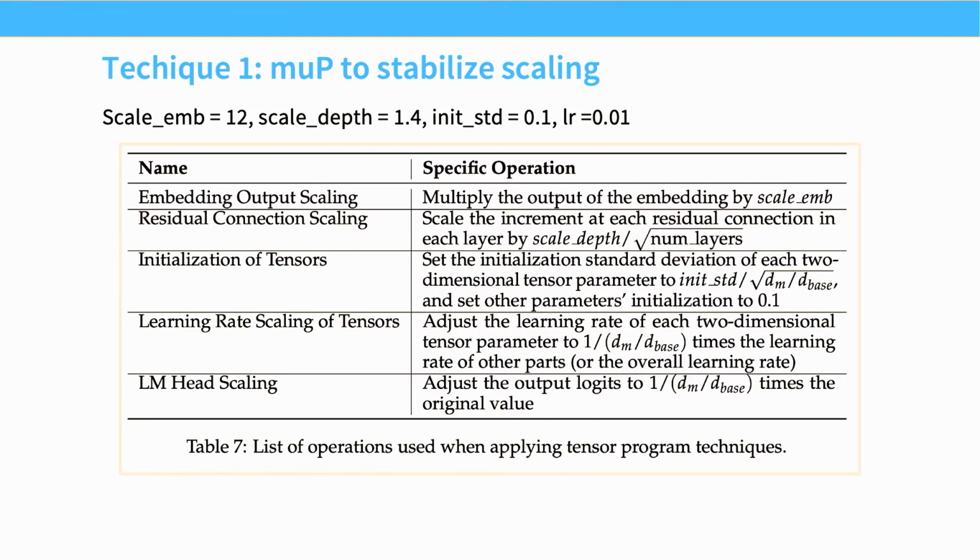What does that look like specifically? The MiniCPM paper has a nice list of things to do. They scale the embedding output. They scale the residual connections by the square root of the number of layers. They scale the initialization of all of their matrix-shaped tensors by the fan-in, fan-out ratio. They scale the learning rates of tensors, and you should pay attention to this one because this is exotic if you aren't used to per-parameter learning rates. And then they also scale the LM heads.